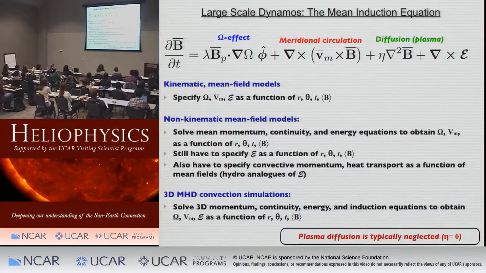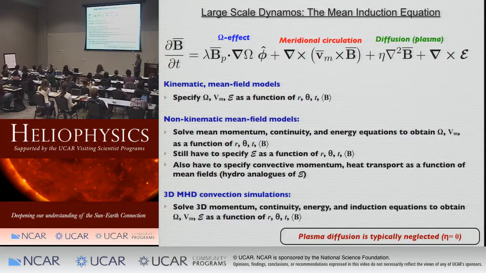All right, so in terms of large-scale dynamos, how these are usually treated is you look at the longitudinal average of the induction equation. This is the mean magnetic induction equation, where bars indicate averages over longitude. If you take the MHD equation and average over longitude, you get d by dt of the mean field. I think you went over this a little bit this morning as well. You get something that looks like the poloidal field, R and theta components, dotted into the omega gradient. This is the omega effect.